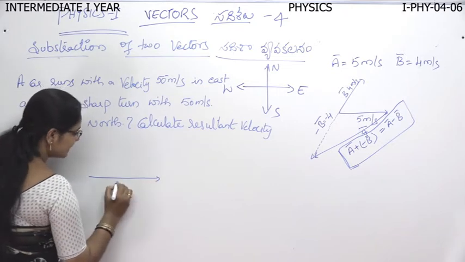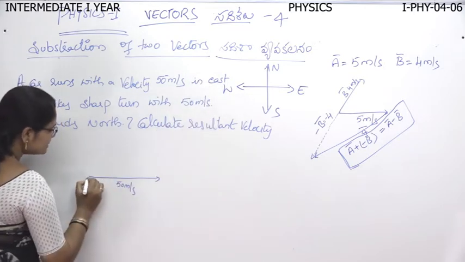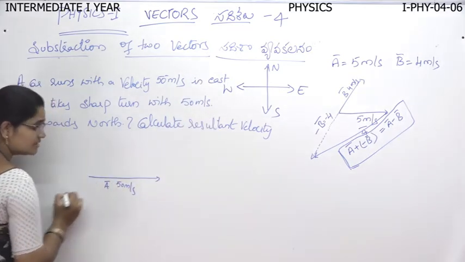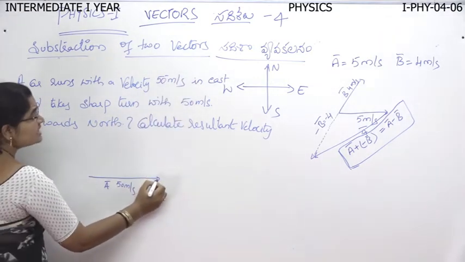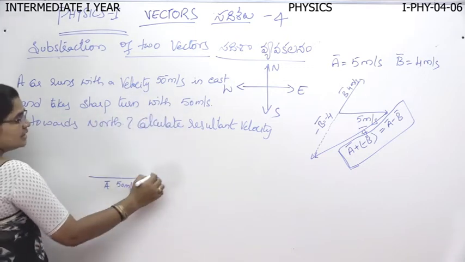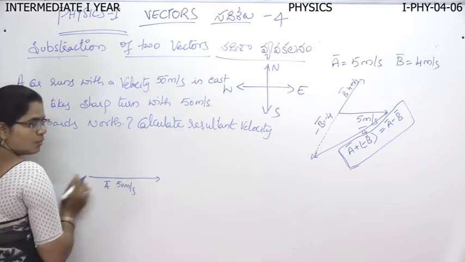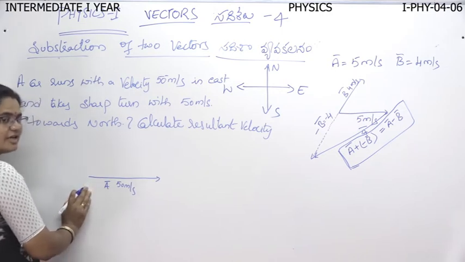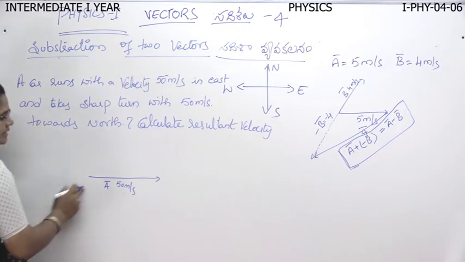50 meters per second towards east. Towards east, a car, for example, let us assume this with a vector A. It is traveling towards east with 50 meters per second and takes a sharp turn with 50 meters per second towards north. So, can we draw it in this way? North? No. Why? Because we have to add two vectors only tail to tail. Then only are we supposed to get the angle between the two vectors, or we can find its resultant.